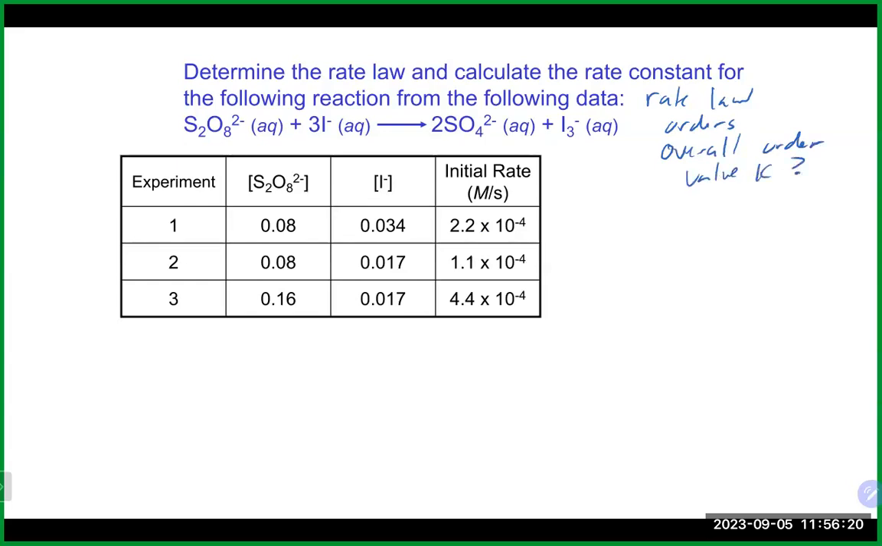All right, take a few moments there and see what you come up with. Figure out what the rate law is, figure out what the value of k is, and obviously you need to do the orders.